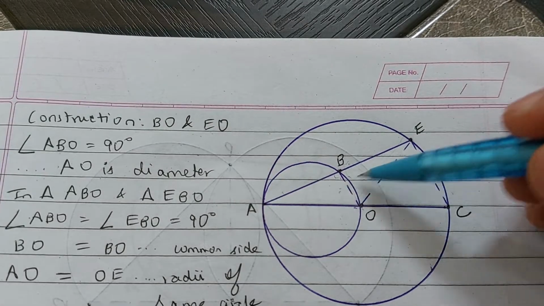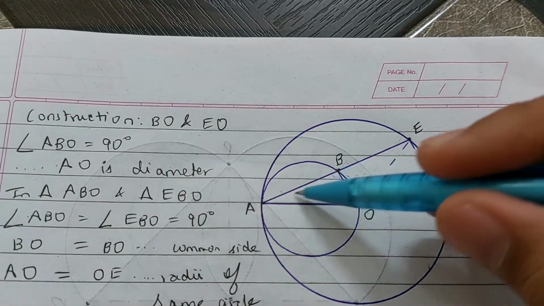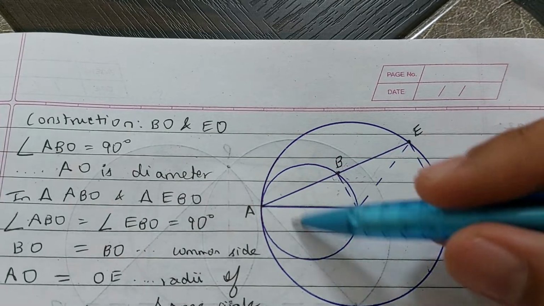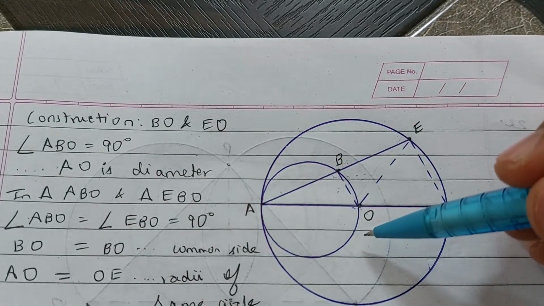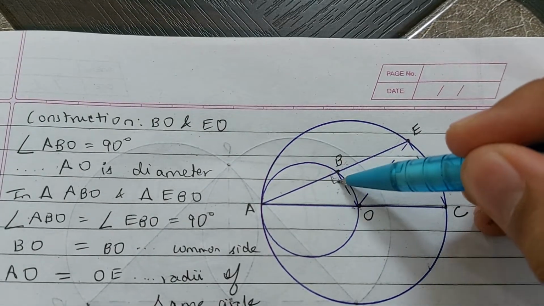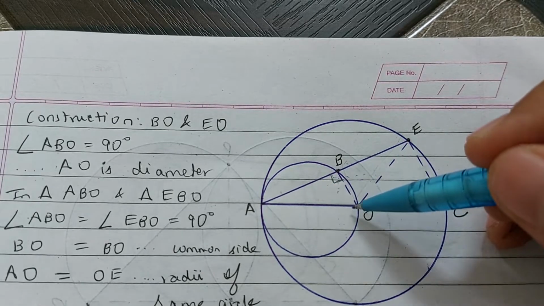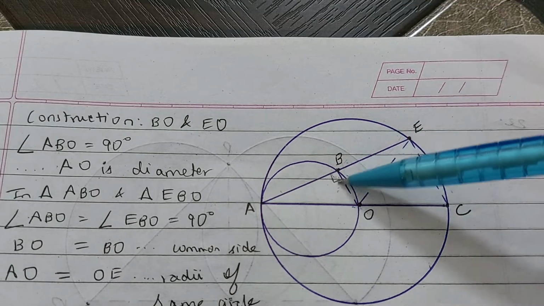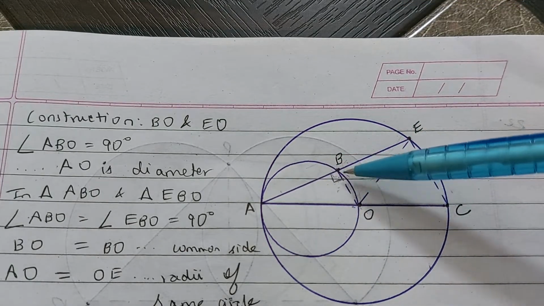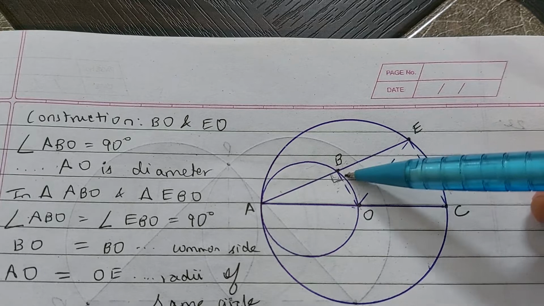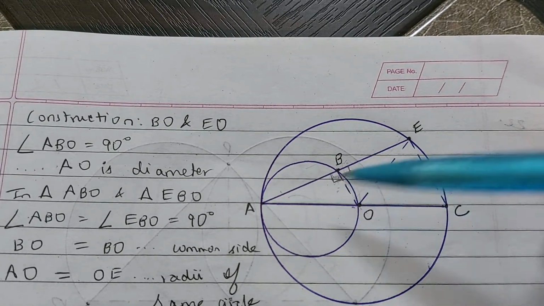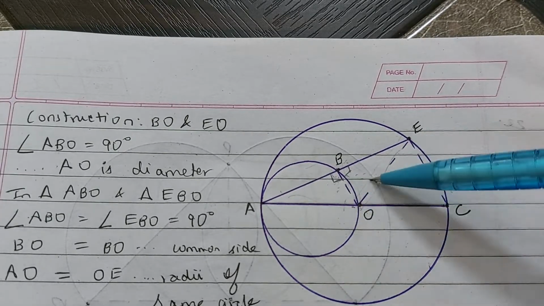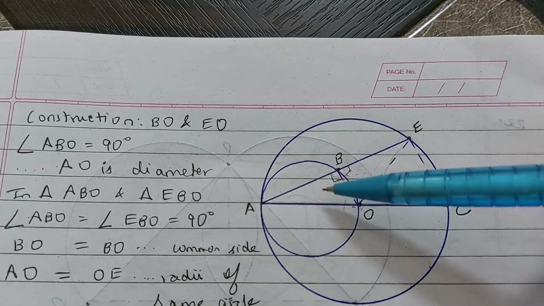So how do I prove this congruent? What do we have here? First of all, I know that AO is the diameter of the small circle as mentioned in the question itself. So this will be 90 degrees because diameters subtend a right angle on the semicircle. If this is 90, this is also 90. Also OA is equal to OE, radii of the same circle, big circle.